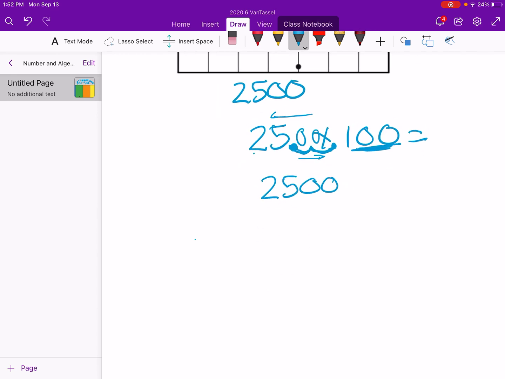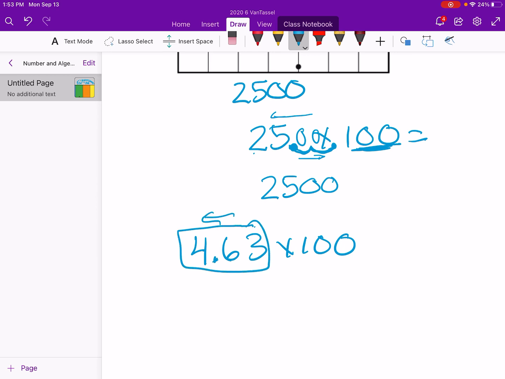So let's do this one, 4.63 times 100. Well, we know these numbers really all are going to shift. The decimal places would stay the same. These numbers would shift over two spots. Think of it like the 2 zeros in 100. They're going to shift over two spots, which would really make this decimal move over to here. So it would be 463, and the decimal can go there.